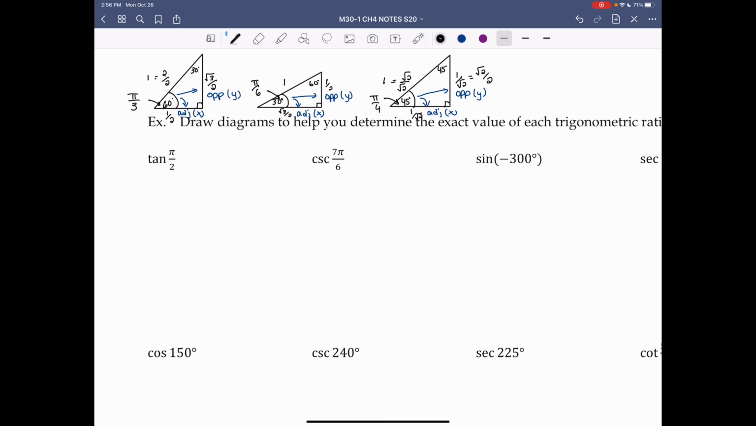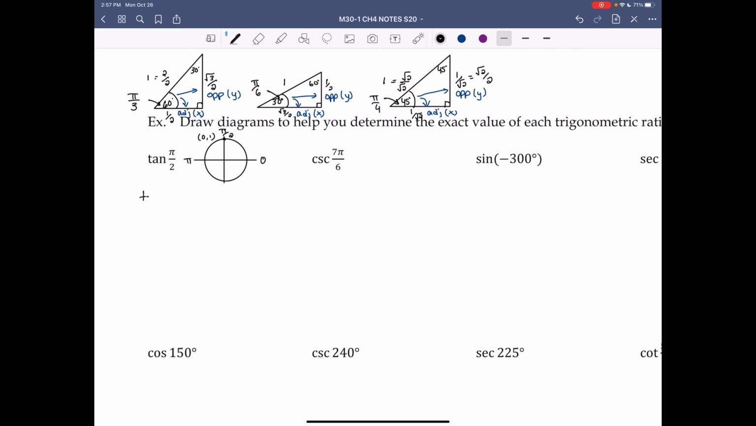Okay, so tan pi over 2, we want the exact value of tan pi over 2. Draw a diagram to help us. Zero is here, pi is here, so pi over 2 would be halfway in between, which is at the positive y-axis. The xy value there would be (0, 1).